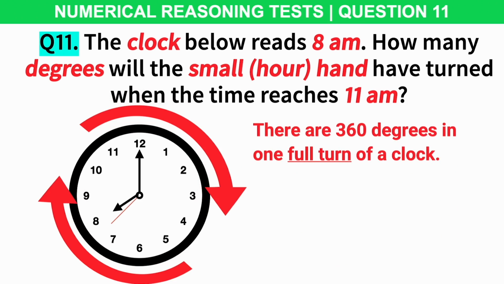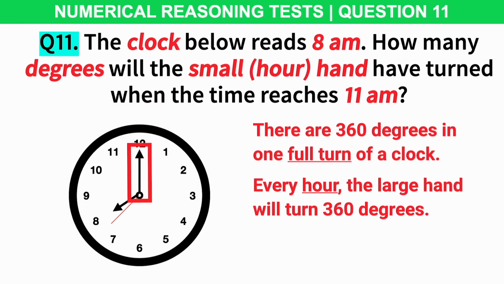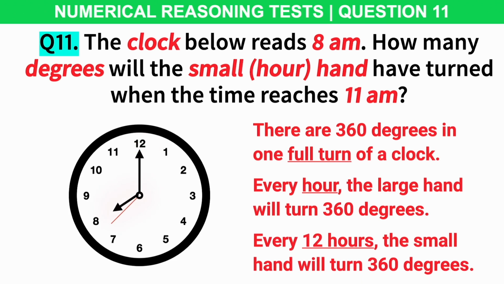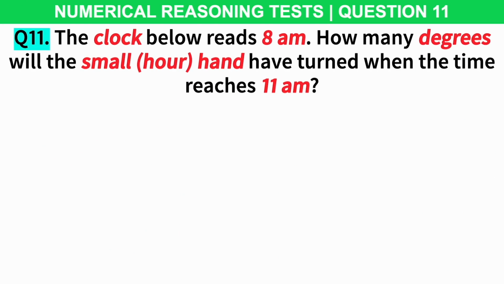There are 360 degrees in one full turn of the clock. So if that small hour hand or the large minute hand rotates around the clock in one full turn, it is 360 degrees that it has turned. So every hour, the large hand will turn 360 degrees. Every 12 hours, the small hand will turn 360 degrees. So once we know that, we can actually work out the answer to this question very simply. So let's take a look at the answer.